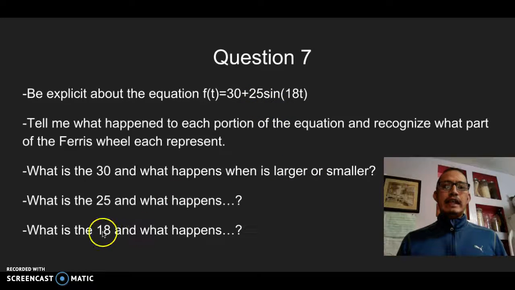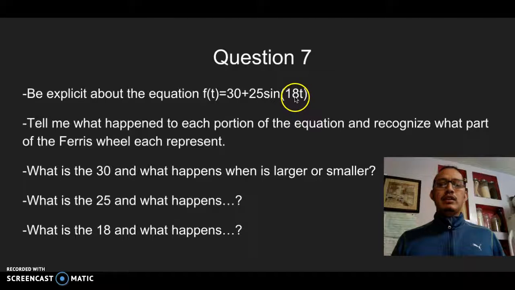And what is the 18? And what happens when it's larger? Let's say, what happens when it's 20? What happens when it's 15, right? So refer back to the equation. That is what I was looking for in the answer for question number 7.